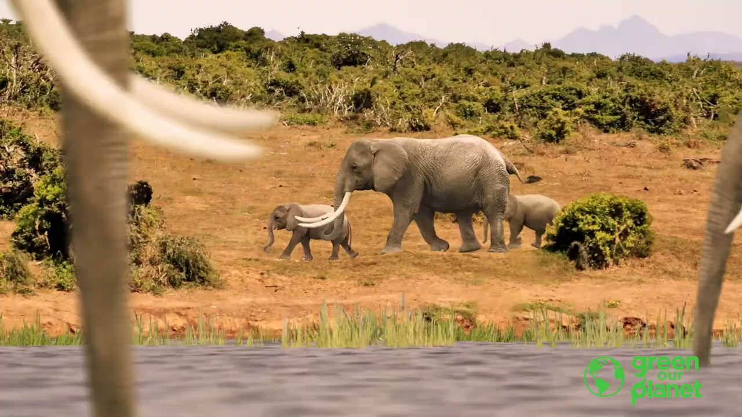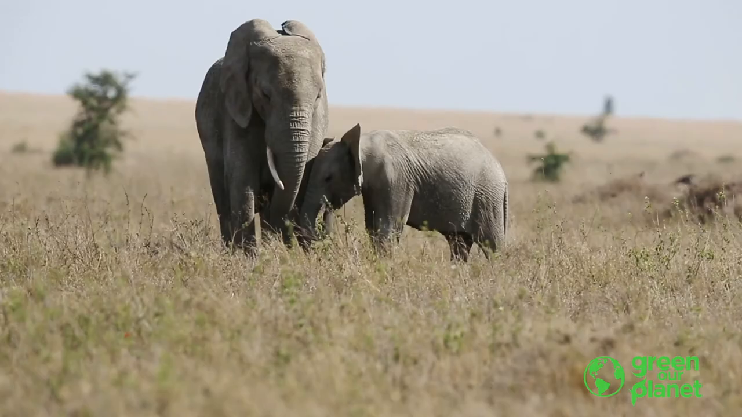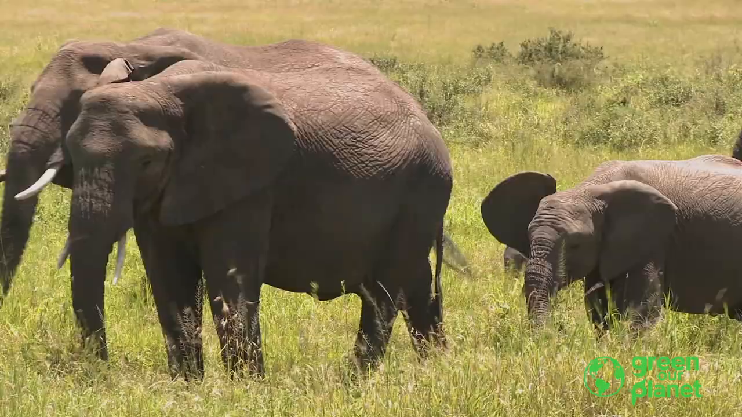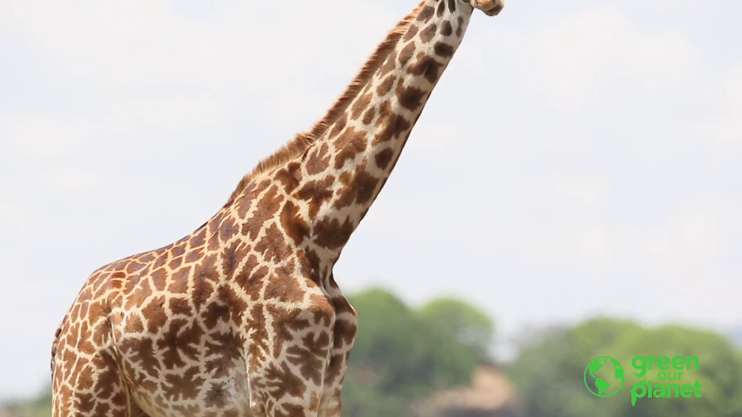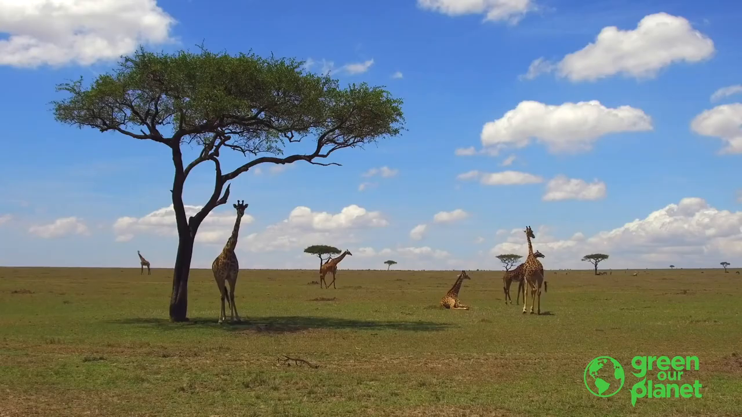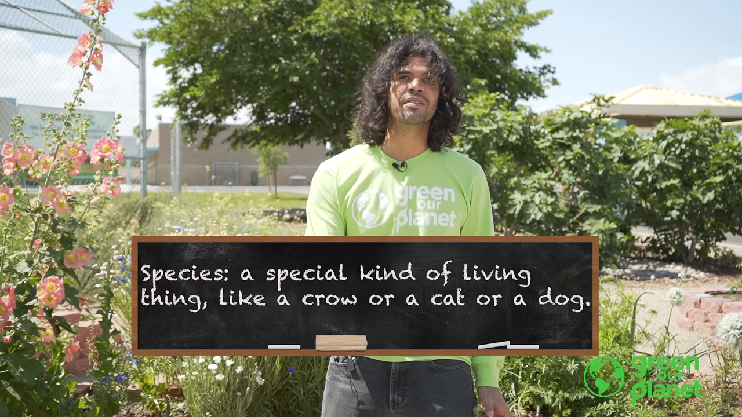But what about other animals? Do they inherit their traits from their parents just like dogs? Yes, they do. Baby elephants inherit their long trunks and big ears from their parents. Baby giraffes inherit their spots and their long necks from their parents. All animal species inherit their traits from their parents. But here's something interesting. Just like I inherited my brown eyes and my black hair from my mother and not from my father, not all traits are passed down from one generation to the next.